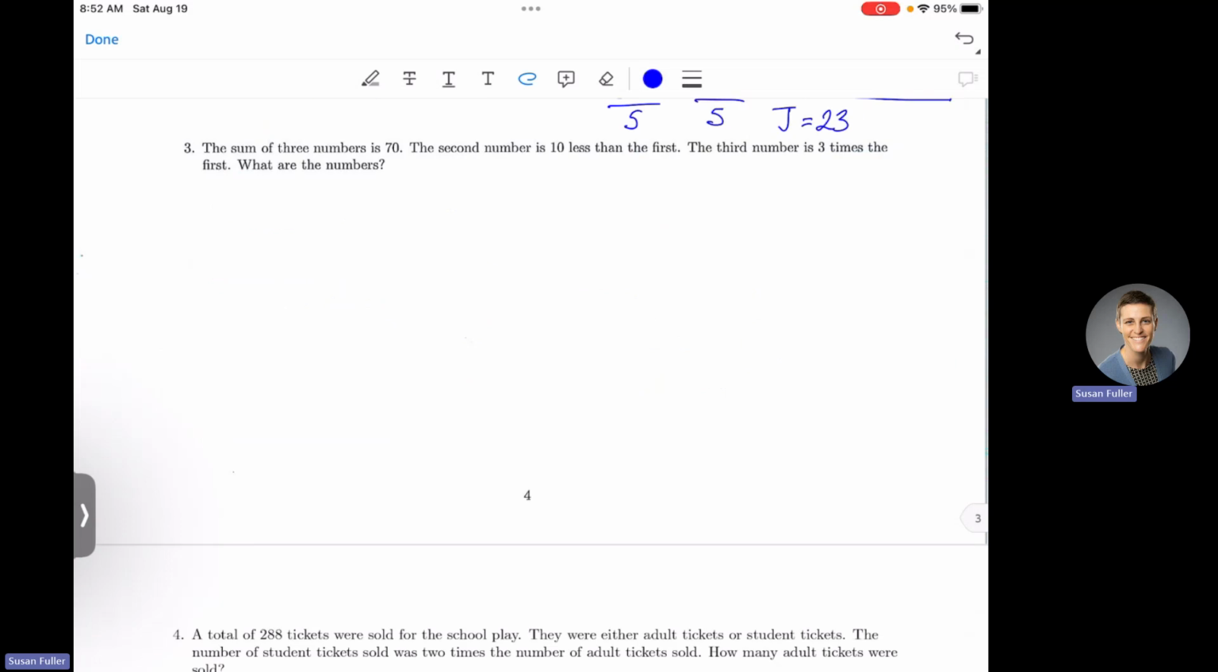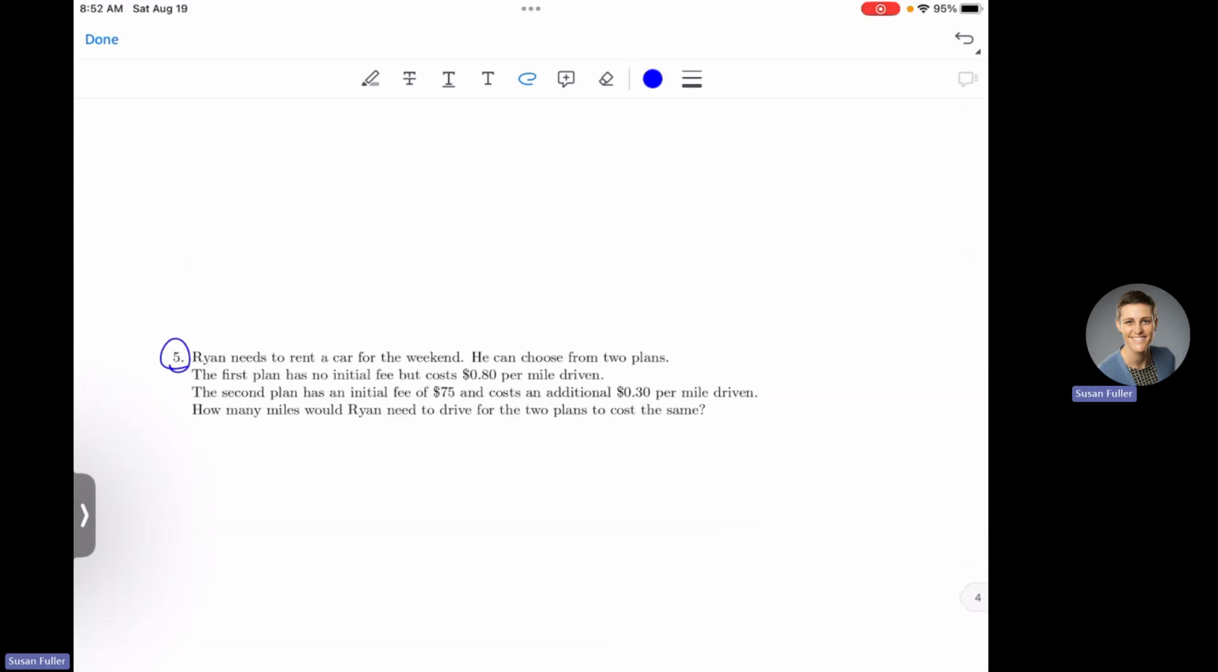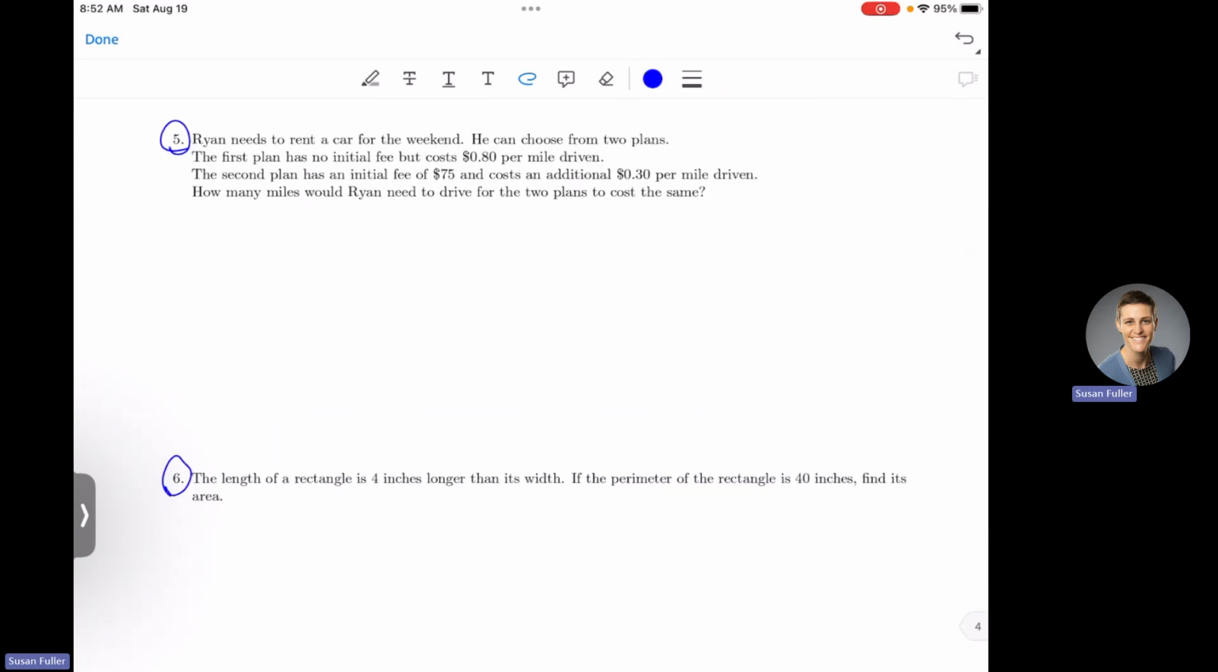Okay, I wanted to do a couple more with you as well. I want to do numbers 5 and 6 here, just so you have a couple more examples. So let's try number 5.